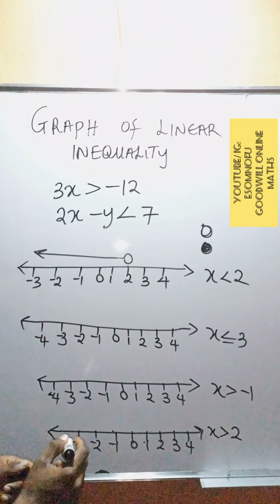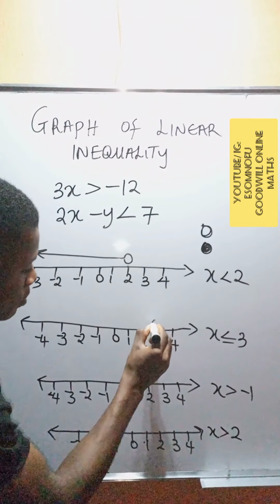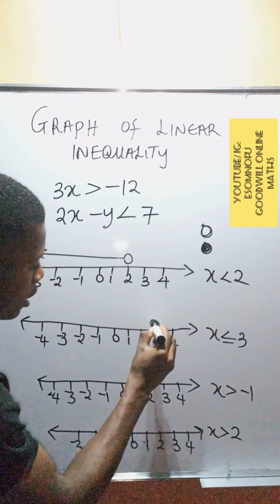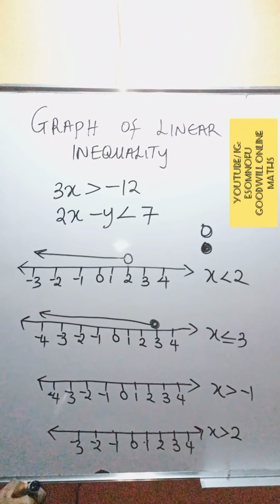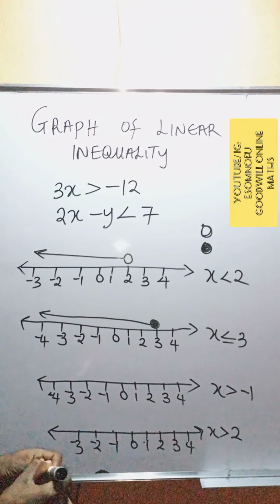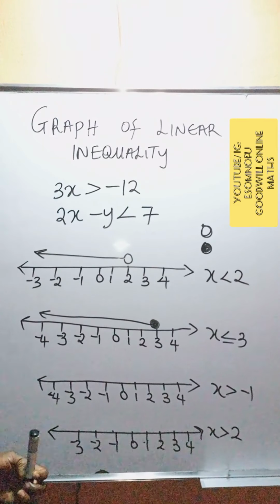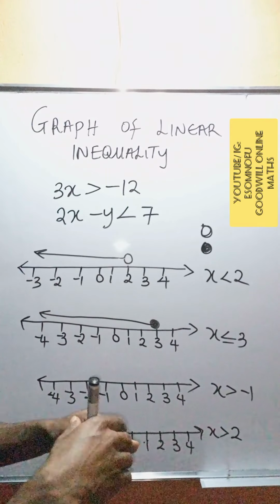Then the second one says that x is less than or equal to 3. This is my 3. That should be a shaded circle pointing the same way, left-hand side, showing you that x is actually less than or equal to 3. That means x can take any number that is less than or exactly 3.